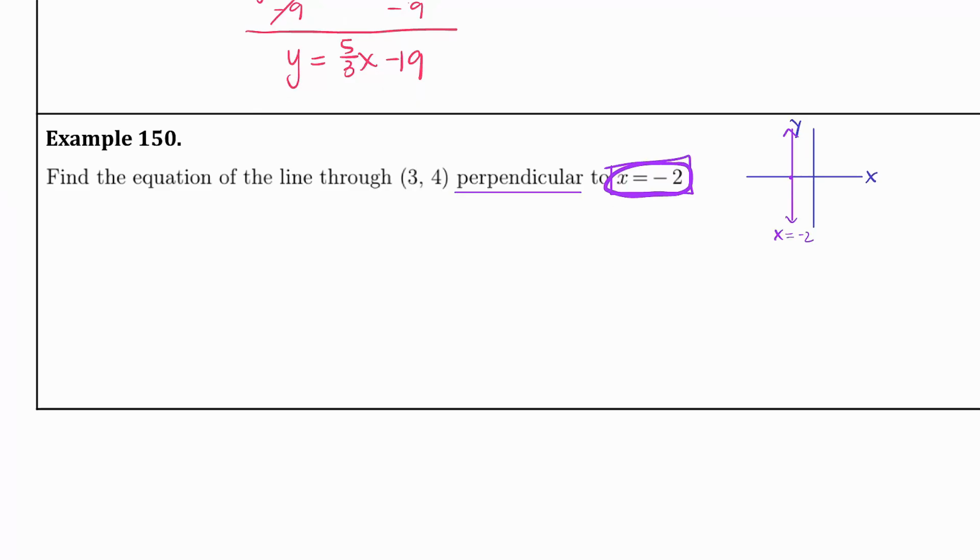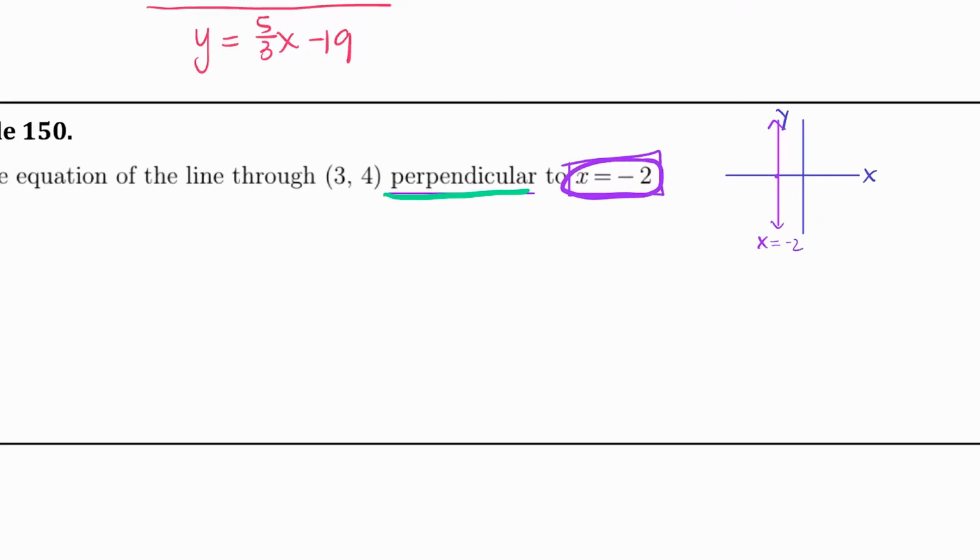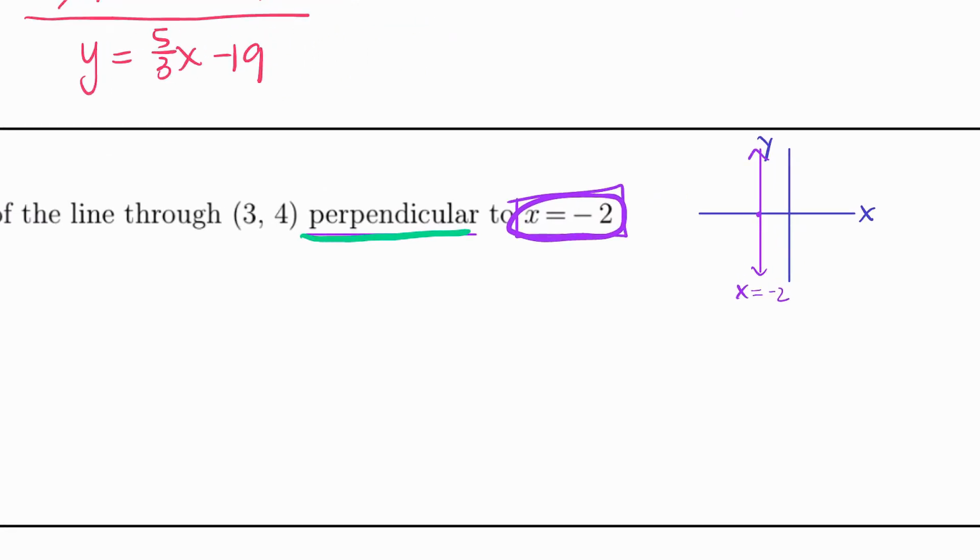So if we want a line that's perpendicular to that, we want a horizontal line that's going to go through the point (3, 4). So let's just kind of sketch over here. The point (3, 4) is somewhere around here, and we want it to be horizontal because those are going to be perpendicular. So if we have a horizontal line, our equation looks like this: y equals just a plain old number. And since it's going to go through this point, (3, 4), it crosses our y-axis at 4. So we have the equation y equals 4.